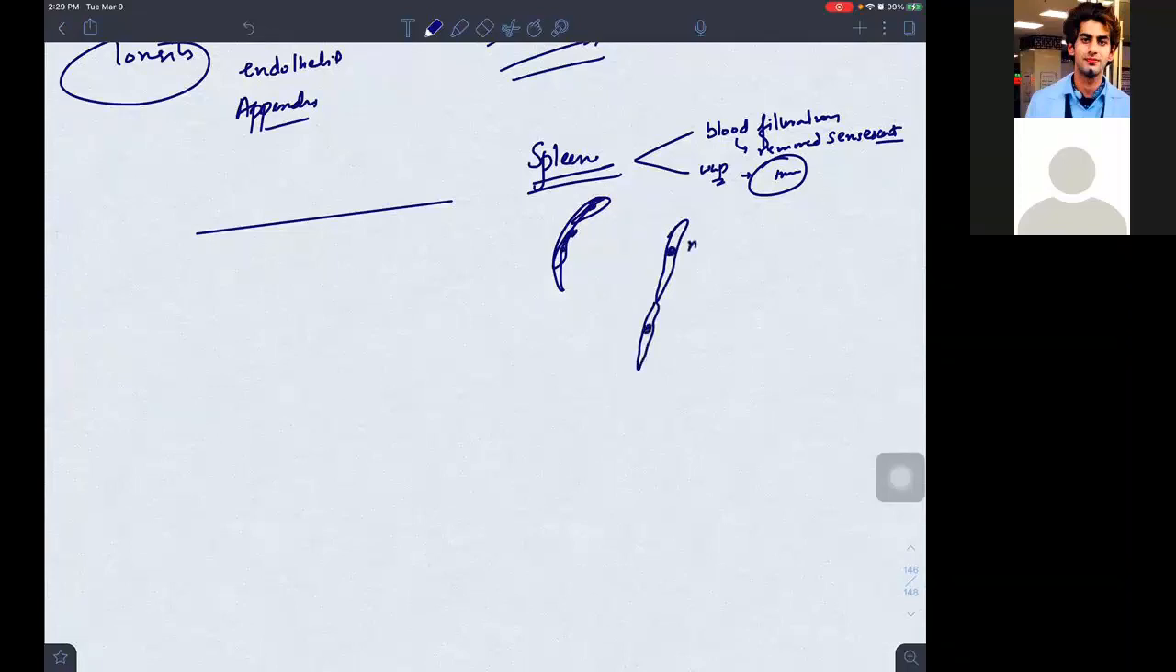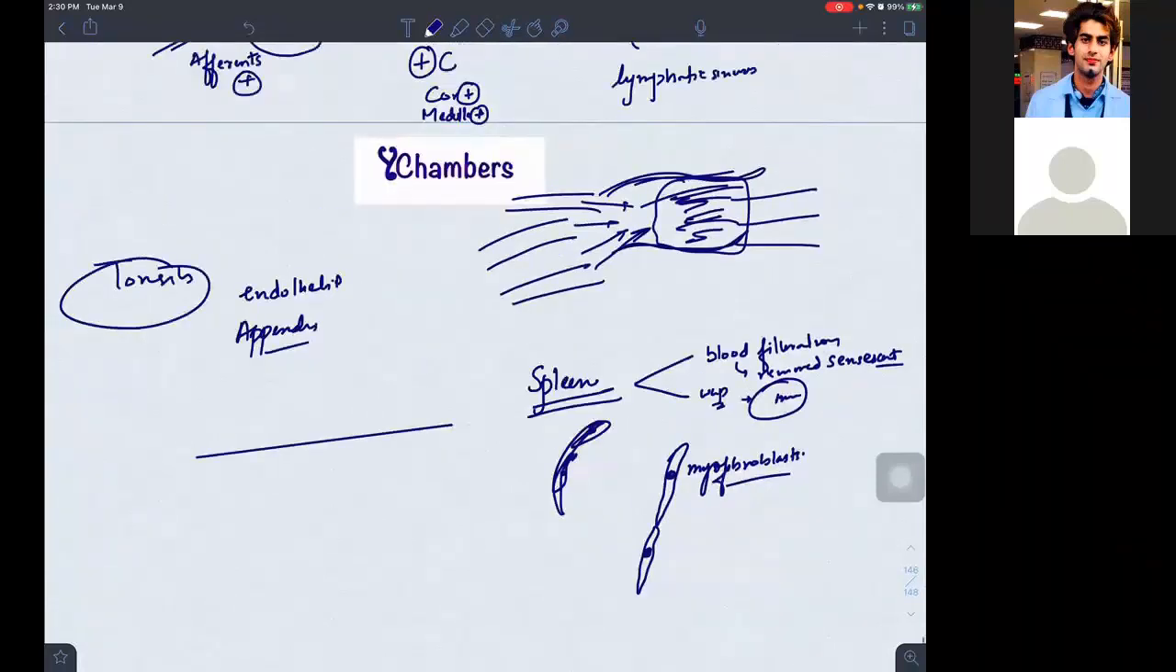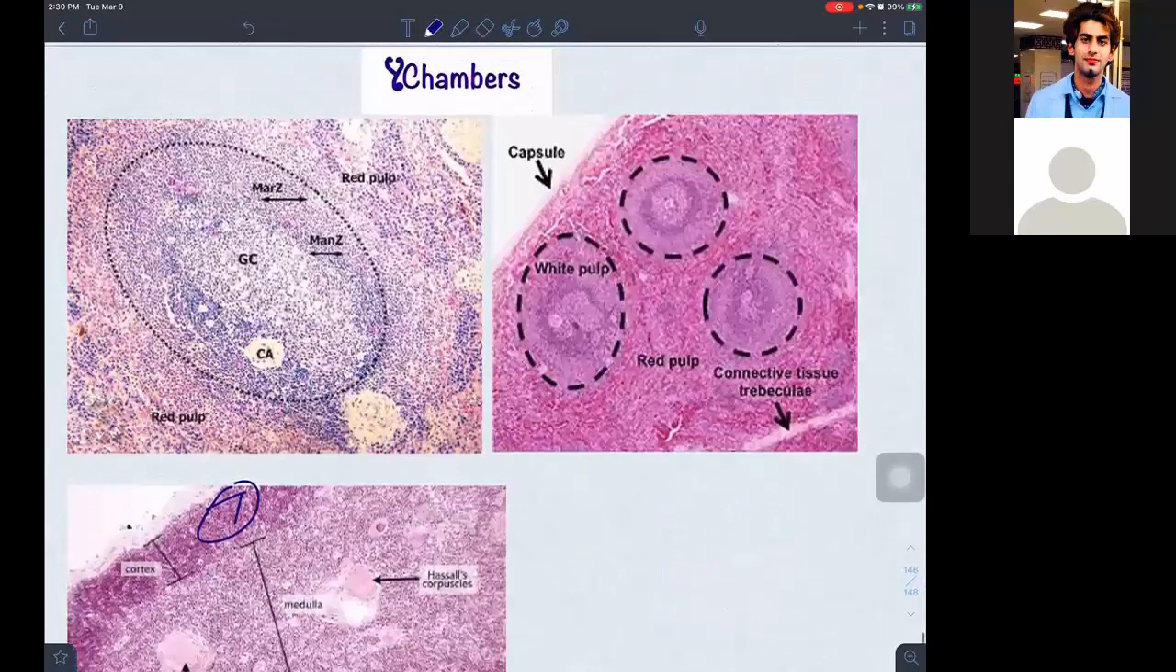So myofibroblast is the capsule of spleen. Okay. Sir, can we appreciate cortex? No, sir. Spleen, no cortex, no medulla. Spleen, no cortex, no medulla.